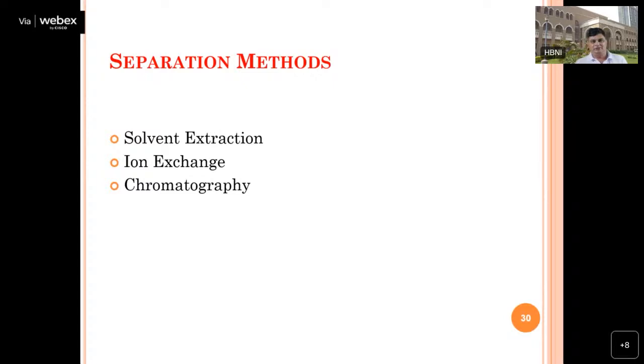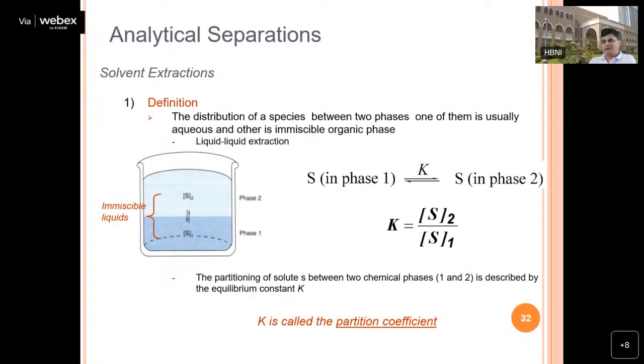So what are the separation methods? The first is solvent extraction, then ion exchange and chromatography. We will see one by one how we can pre-concentrate and how we can separate. Starting with solvent extraction, I think most of you might have covered it in your BSc, or in a subsidiary chemistry course.